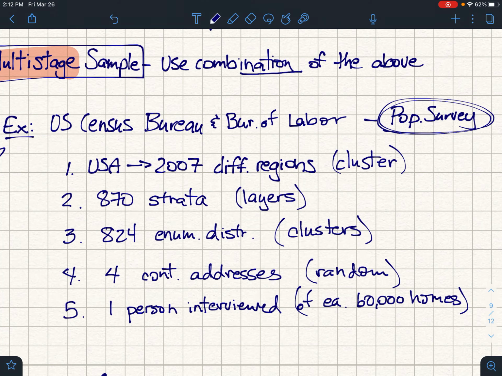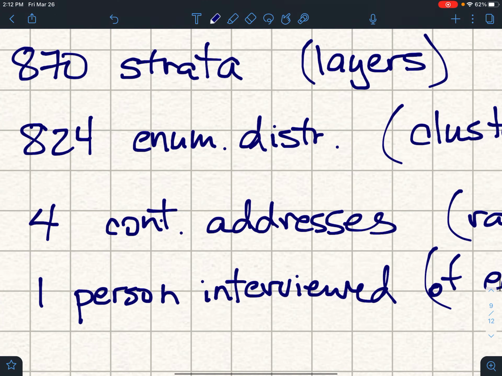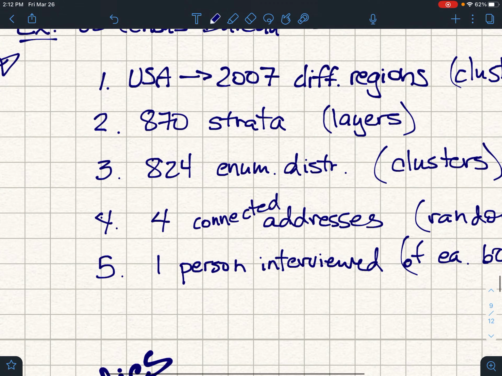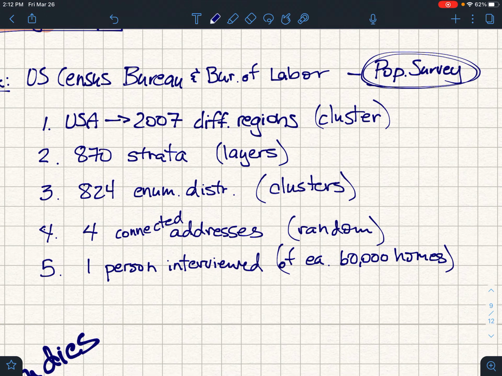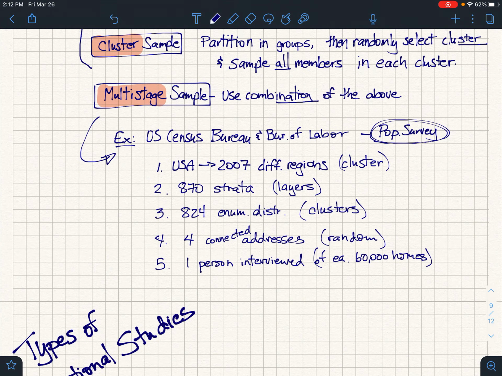And from that, they grab groups of 4, and these 4 are what they would call, I was going to say contiguous, but I don't know that you know that word. I'll say connected. So these are addresses which are next to each other, so that when somebody goes and polls, they can do 4 houses in a row. That makes it easier than to have true random. And then one person is interviewed at each, and I think they end up having 60,000 total homes, in groups of 4. All right? And from that, then we can gather data, information about the nation as a whole.